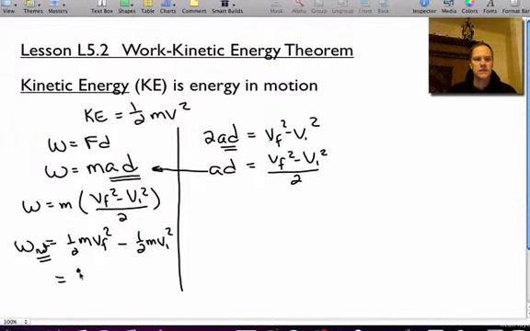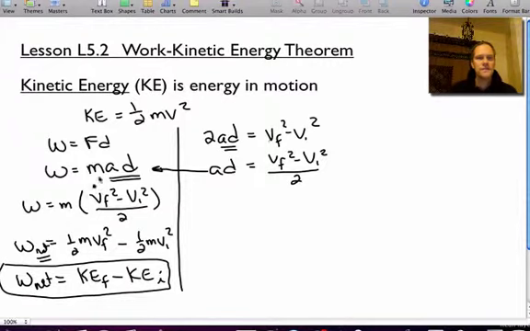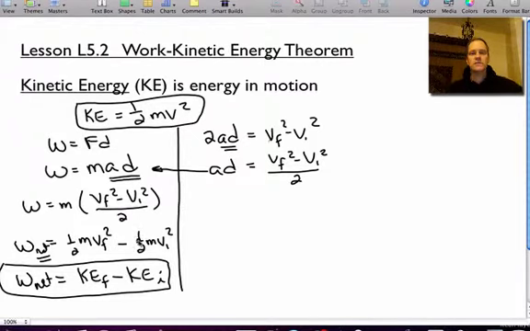So we can write that down too. Kinetic energy final minus kinetic energy initial. And that is the work-energy theorem right there. Here is the kinetic energy. So those are the two things we really need to hold on to and then try to apply those concepts.